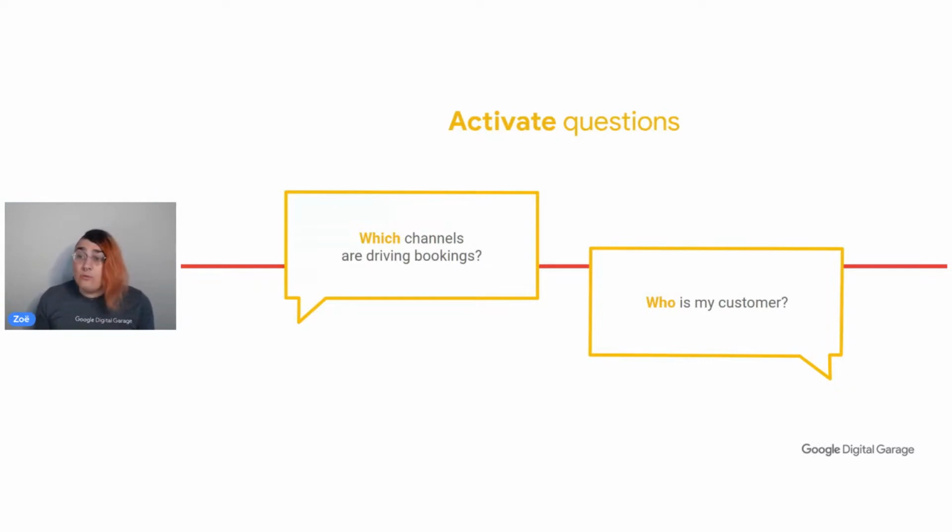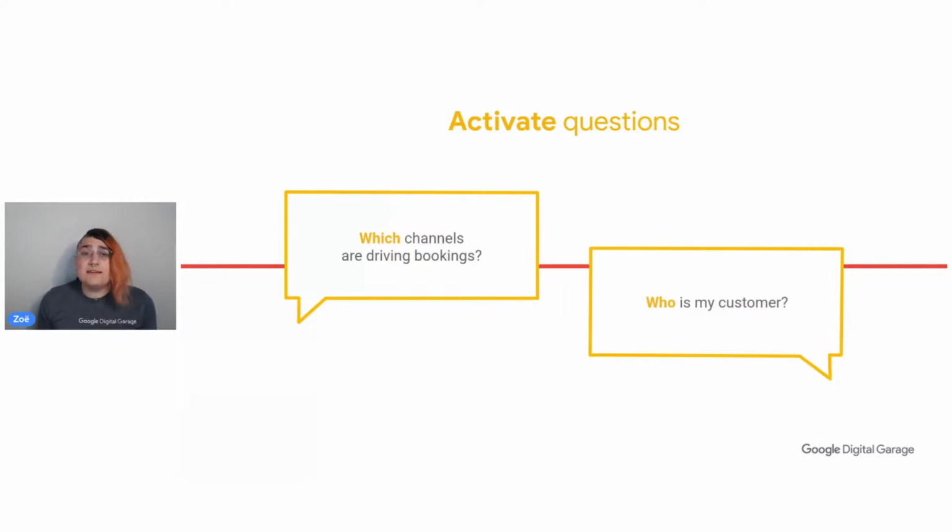Activate questions. Which channels are driving bookings is a really good question. Where are your sales coming from? Is it from people who find you through social media? Maybe they're the people who buy the most. Is it people finding you through the search engines? Again, learning that is going to help you learn which customers to target.